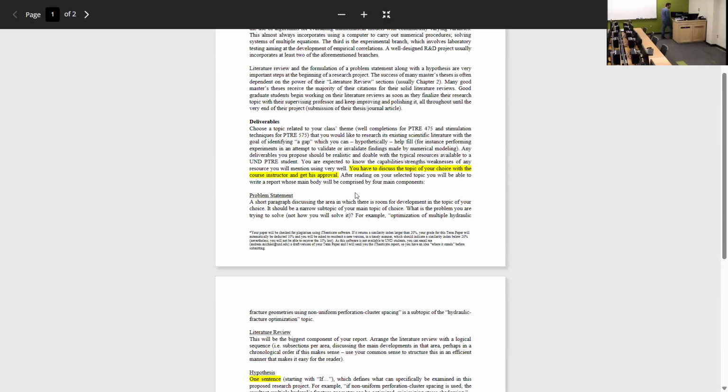Anyway, I have it highlighted here. You have to discuss the topic of your choice with the course instructor and get his approval. That's me. And the reason you need to discuss it before and get my approval is to avoid tragic consequences, like you fail not because you did a bad job, but because you set yourself up to fail. It's mostly to help, okay? It's not to provide criticism.